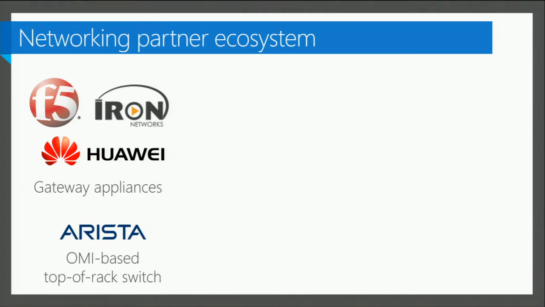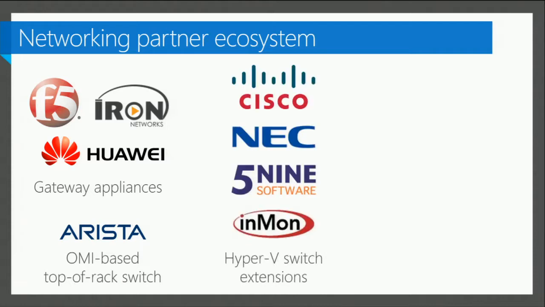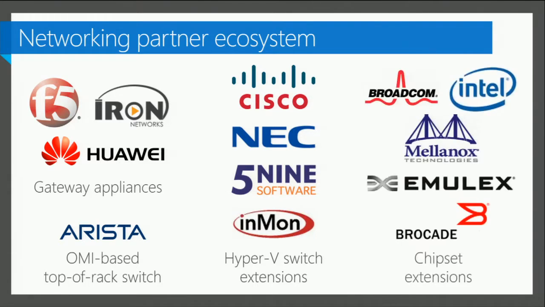So we're very excited about these things that are happening. We're seeing more and more people plugging into this. In addition, we have the Hyper-V extensible switch. Our Hyper-V extensible switch already has support from Cisco, NEC, Five9, Inmon, and more coming that are plugging into our open and extensible switch. Finally, we have chipset extensions, so NVGRE. The way we do network virtualization is an industry standard. It's not something Microsoft proprietary. It's been around for quite a while. NVGRE, Brocade, Emulex, Mellanox, Broadcom, Intel, they're all building acceleration for that into their chipsets.